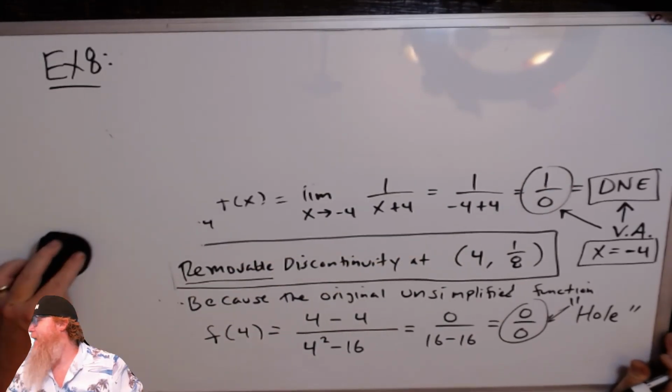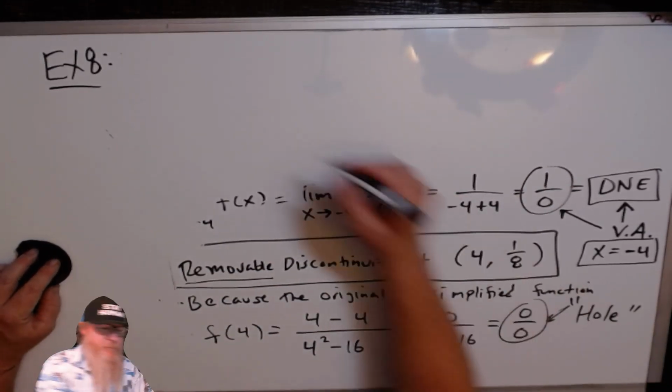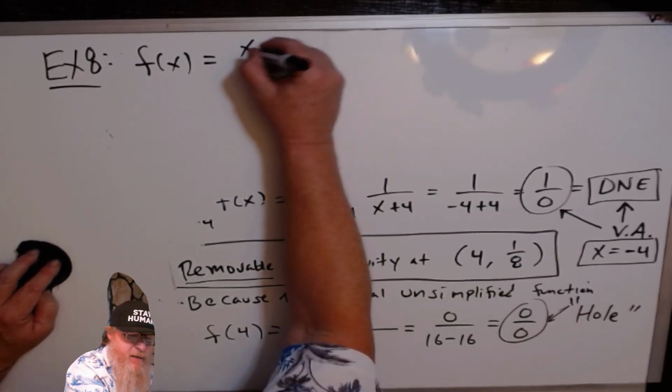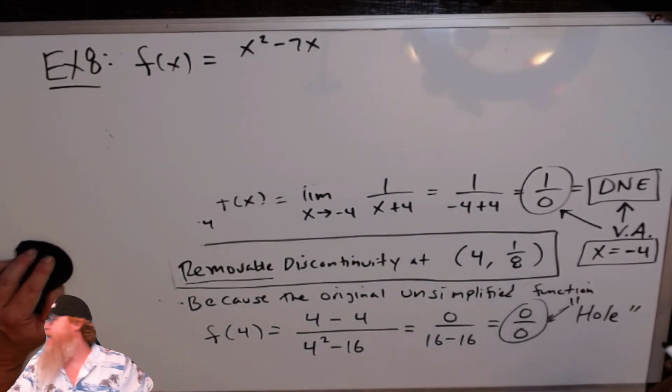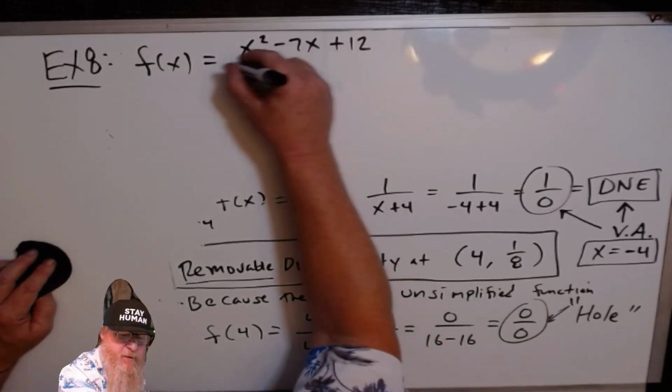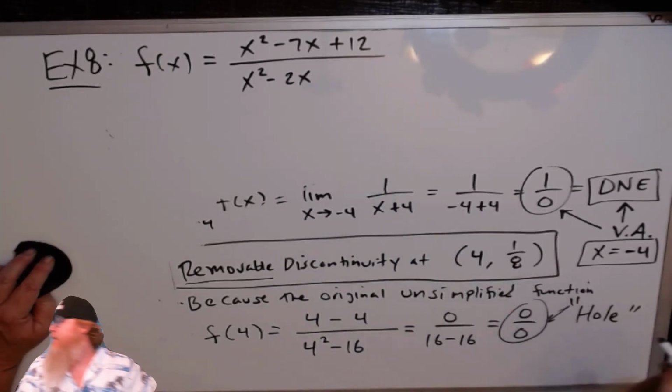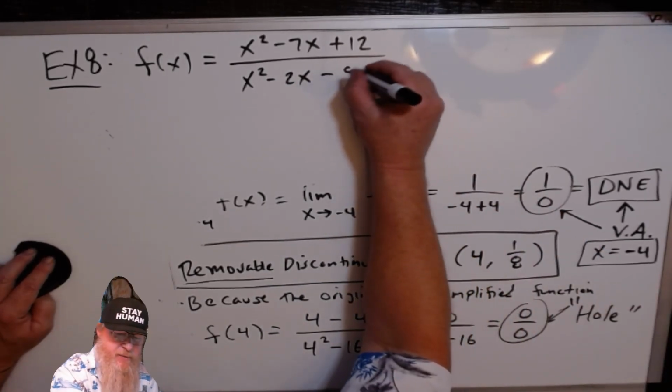All right, this will be our last example. f of x is x squared minus 7x plus 12 over x squared minus 2x minus 8.